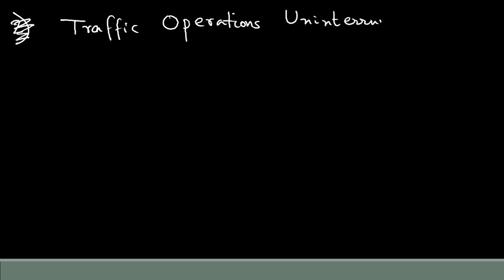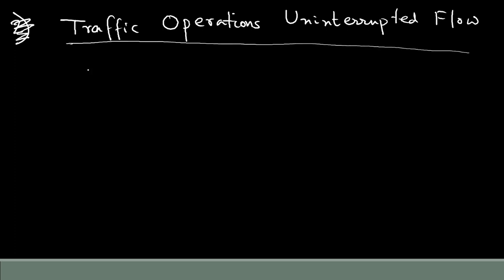uninterrupted flow. This is the second topic, the second chapter: traffic operations uninterrupted flow. So what do you need to know from here?